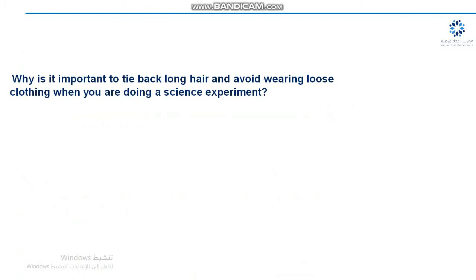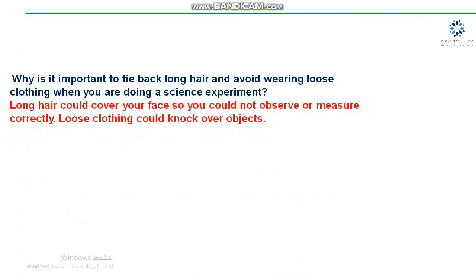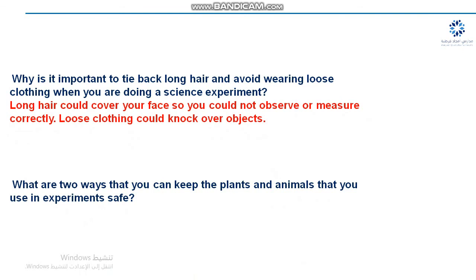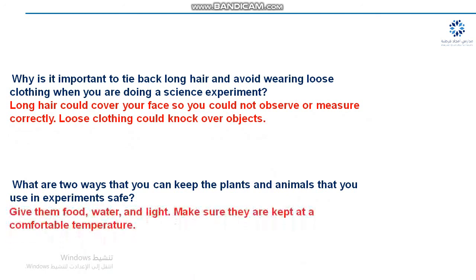Why is it important to tie back long hair and avoid wearing loose clothing when you are doing science experiments? Long hair could cover your face, so you couldn't observe the measurement correctly. Loose clothing could knock over objects. What are two ways that you can keep the plants and animals you are using in experiments safe? Give them food, water, and light. Make sure that they are kept at a comfortable temperature.